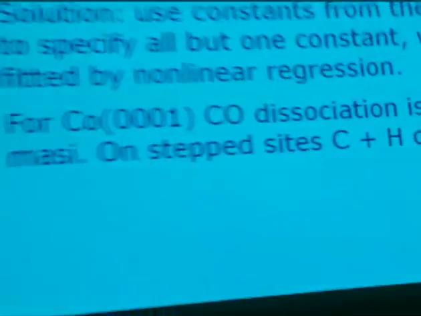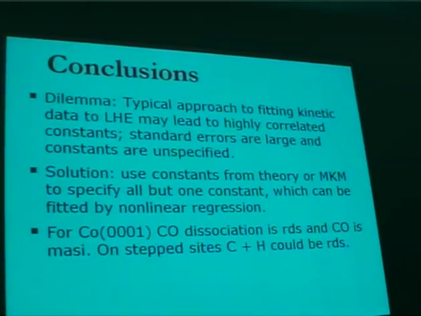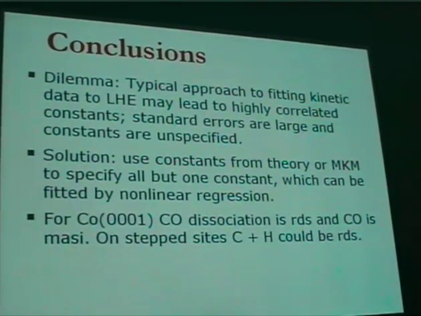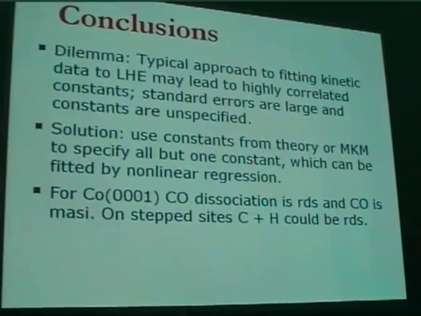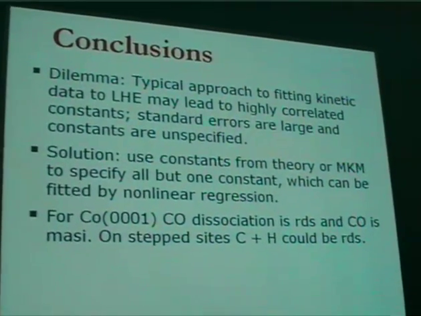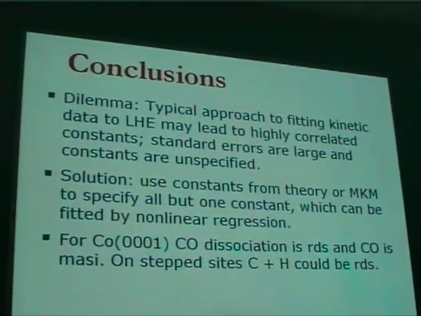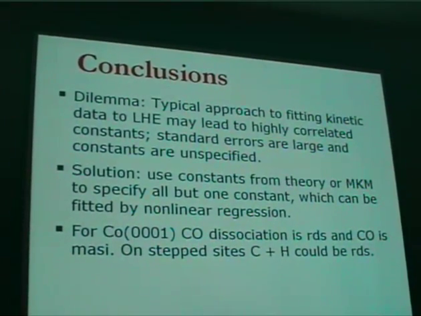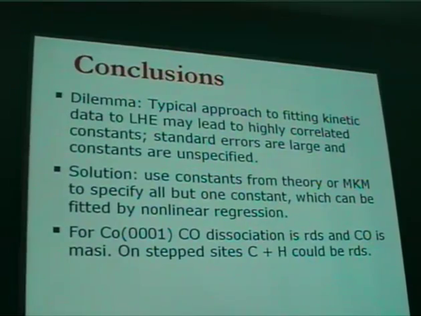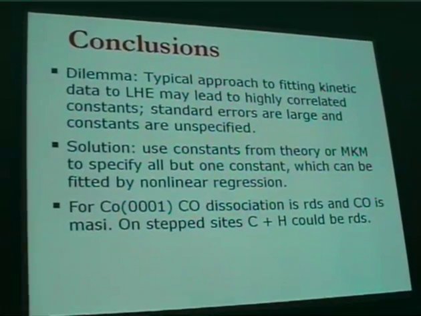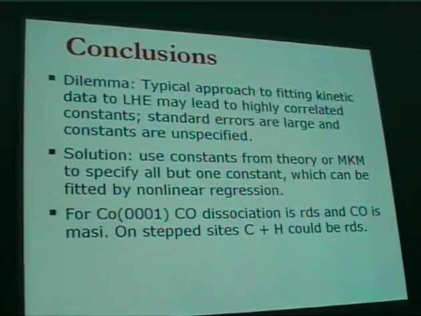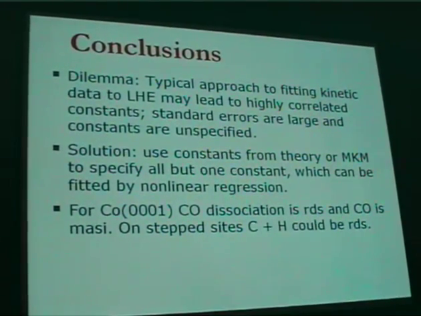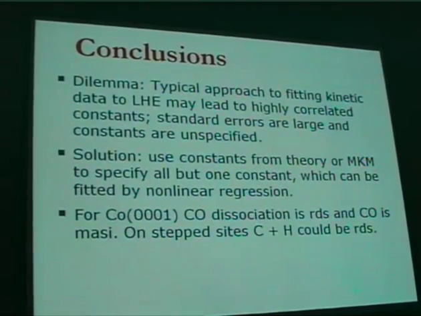In conclusion then, we have a dilemma, and I think it's a dilemma for the whole catalyst community and for all of the kinetic studies and the fitting of data that we have been doing. And that is that the typical approach to fitting kinetic data to a Langmuir-Hinshelwood expression could lead to highly correlated constants. And the standard errors are large, as I showed you, and the result is that the constants are really not specified. The solution is to use constants from theory or microkinetics modeling to specify all but one constant, which then can be fitted by nonlinear regression.